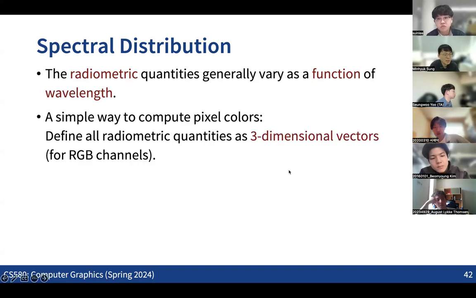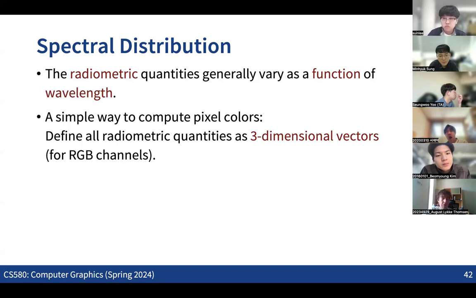Obviously, the simplest way is to define all the quantities for each RGB channel. If we have the 3 channels for the color, then we can define all the quantities as 3-dimensional vectors. Then we can also get the final radiant energy for each channel. That can be the simplest way of making a ray tracing system.